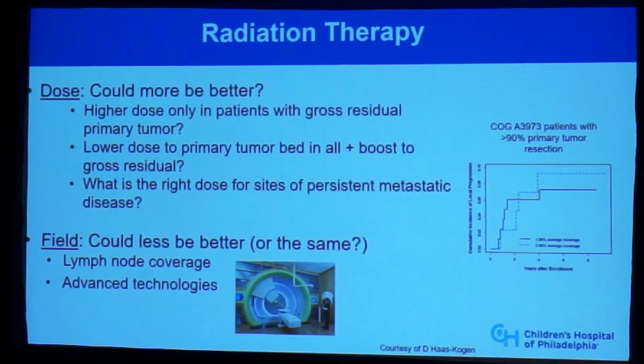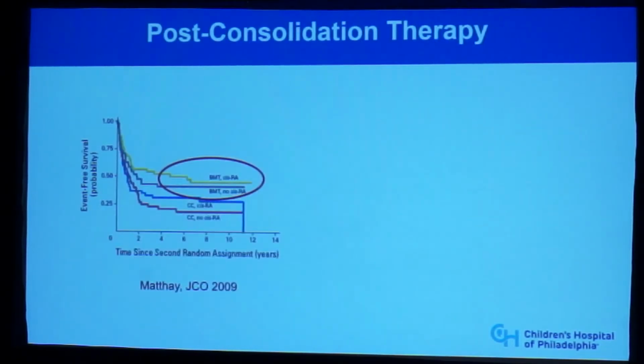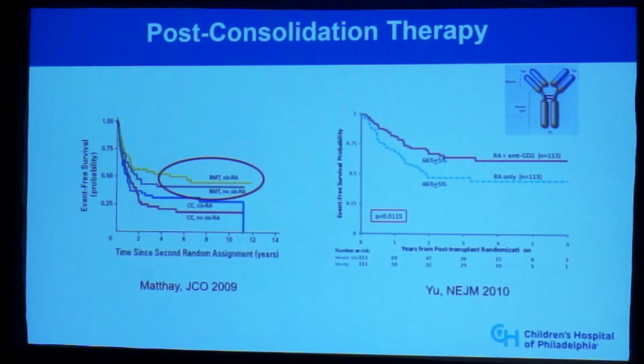I'm going to pick up the pace in the interest of time. I'd like to address post-consolidation therapy just briefly. Many of you are familiar with the use of cis-retinoic acid at the end of treatment after a transplant. And of course, I think this audience knows well the importance of GD2-directed immunotherapy in the post-consolidation setting. These are data from Alice Yu and colleagues looking at the addition of dinutuximab with cytokines and cis-RA compared to cis-RA alone.